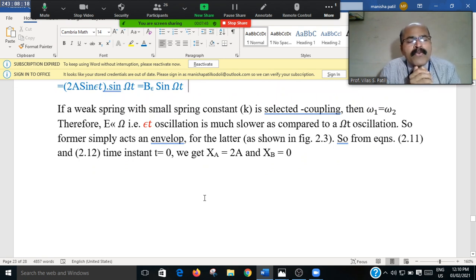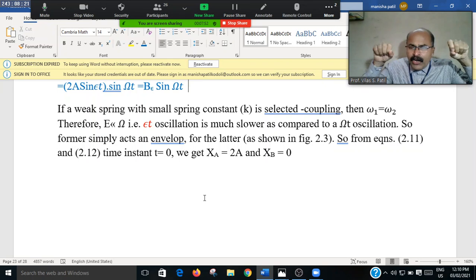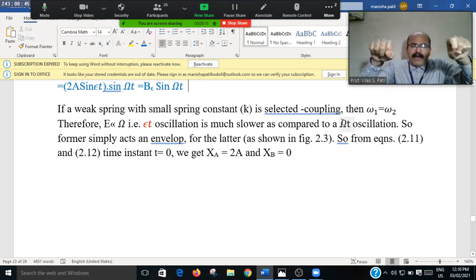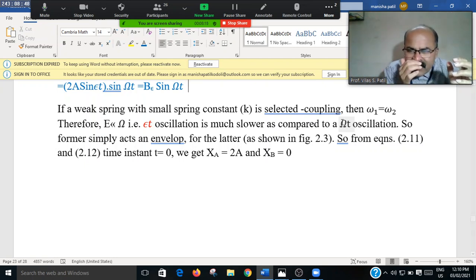If a weak spring, that is the spring which is connected between the two pendula A and B, with a small spring constant, that is k, the spring constant is indicated by k. If the spring has a lesser or weaker spring constant, the coupling between the two pendula is weak. Then omega 1 is equal to omega 2. If the spring constant k is very high, then either omega 1 is greater than omega 2 or vice versa, omega 2 is greater than omega 1.